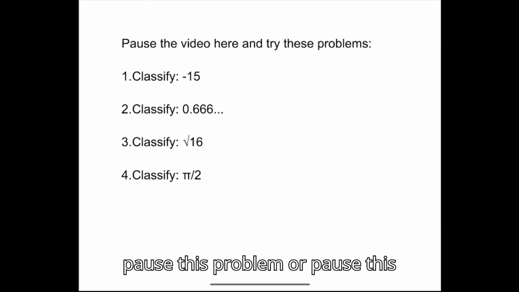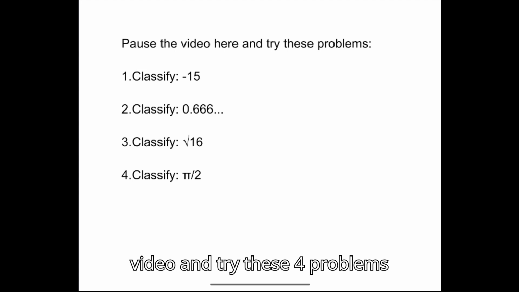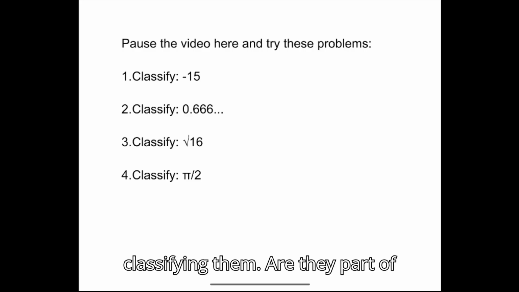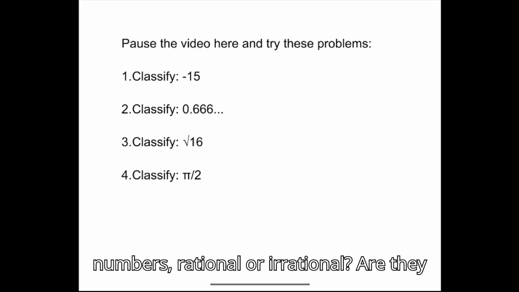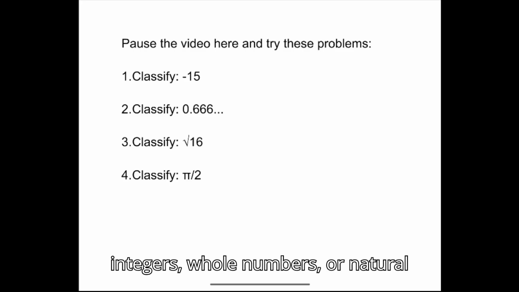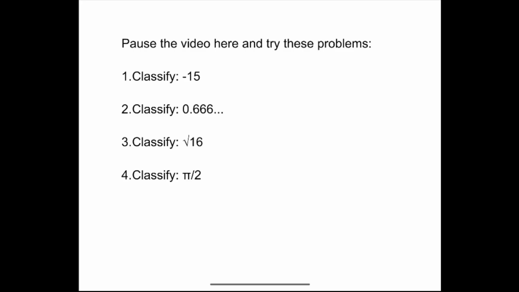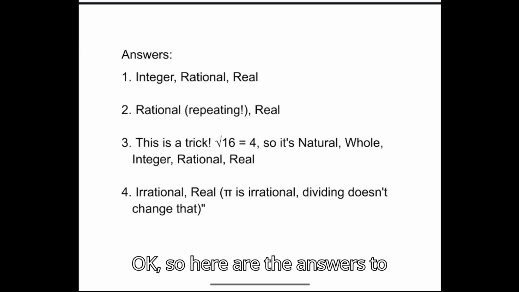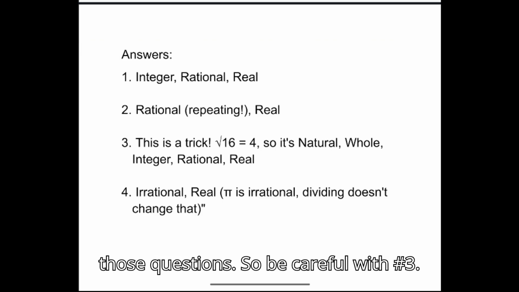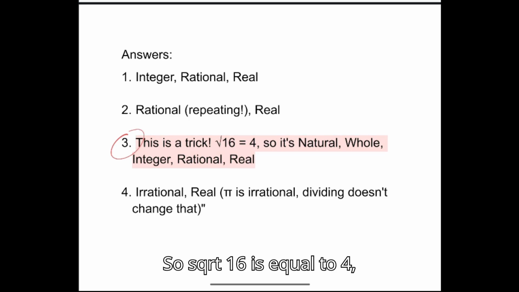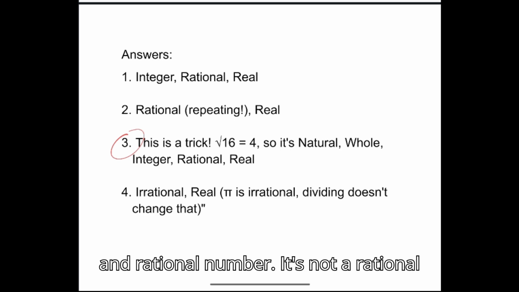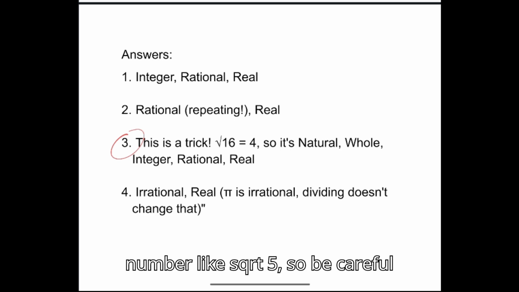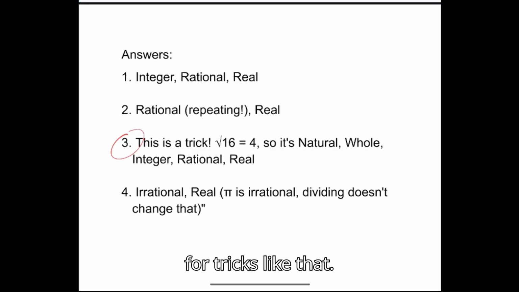All right, so pause this video and try these 4 problems, classifying them. Are they real numbers, rational or irrational? Are they integers, whole numbers, or natural numbers? Okay, so here are the answers to those questions. Be careful with number 3. Square root of 16 is equal to 4, which is actually a natural, whole, integer, and rational number. It's not an irrational number like the square root of 5. So be careful for tricks like that.